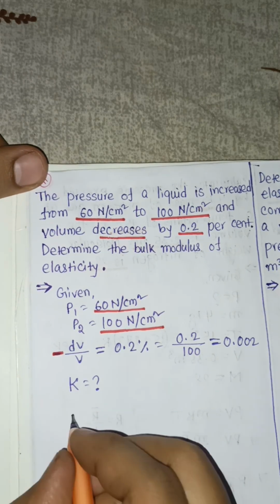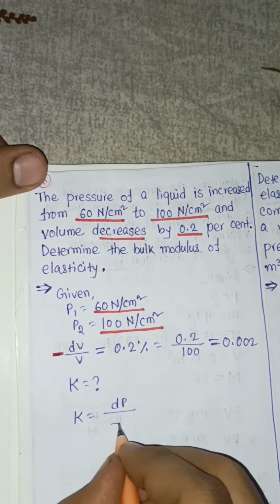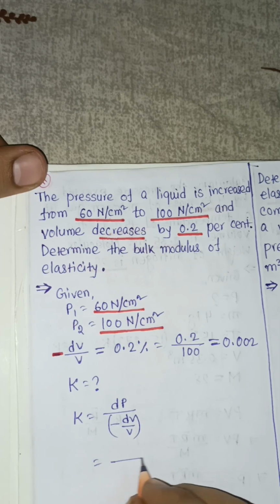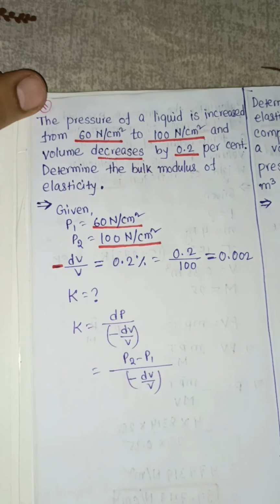So we know that bulk modulus K is equal to dP by minus dV by V. We know that. So from here, this is equal to P2 minus P1 by dV by V. So from here, what is the value of P2?